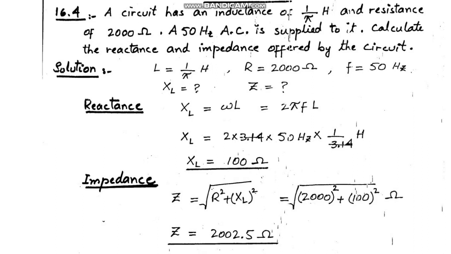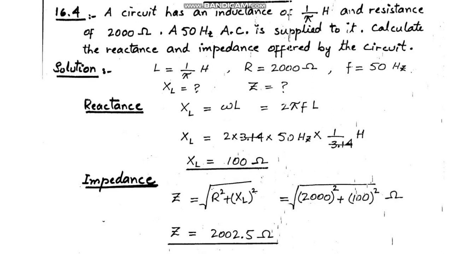So first we want to find reactance. Reactance formula XL is equal to omega L. Omega is equal to 2 pi F L. So we put the value in here: 2 multiply 3.14 multiply frequency, that is 50 Hz, multiply by inductor, that is 1 over 3.14 H. After the multiplying, we get the answer, that is 100 ohm.